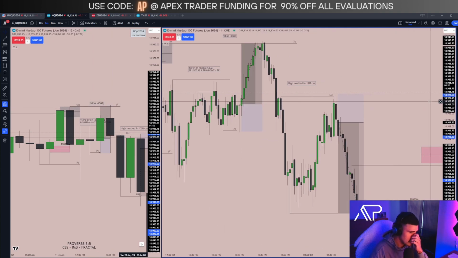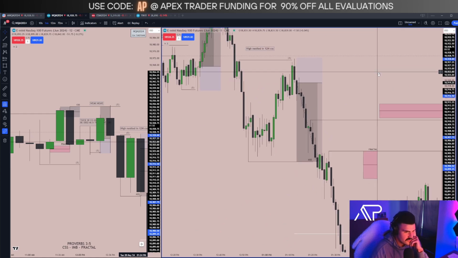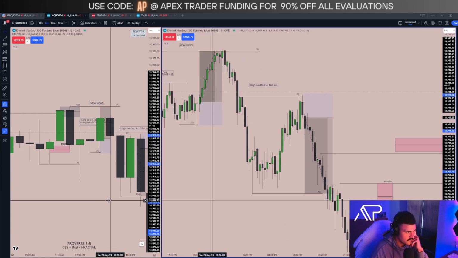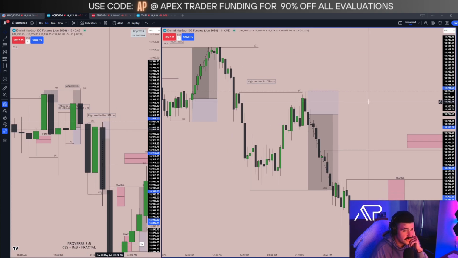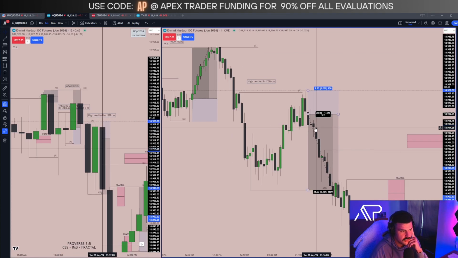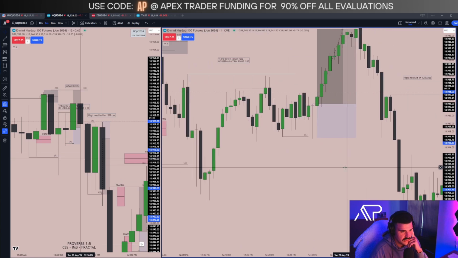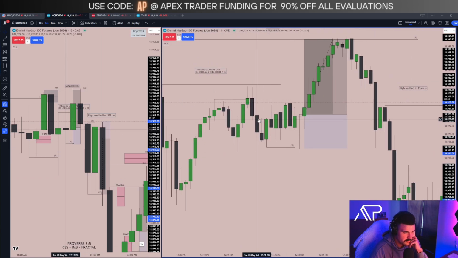So, getting into the next setup, there's actually quite a bit of stuff to cover today. Let me go over this on the 12 minute because this is also super, super nice. Inducement means taking liquidity, right? It's basically just kind of like an internal move, trapping people.